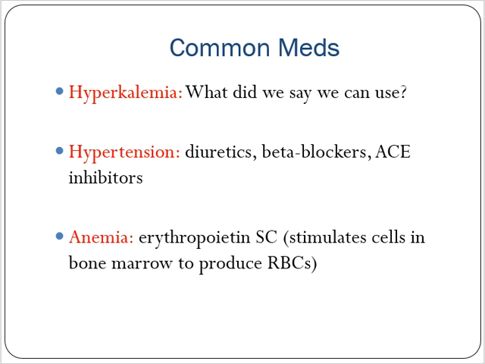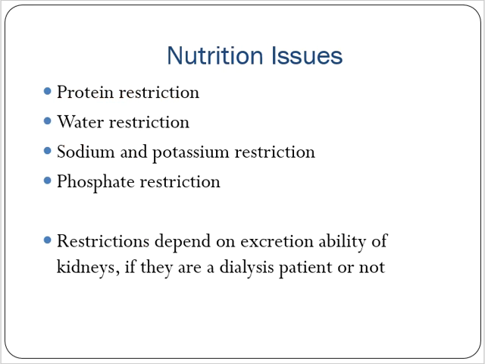We need to make sure that the patient who has renal disease restricts the amount of protein in their diet. Although they can still have some protein, we do want it to be decreased. We need to have strict water restriction, sodium and potassium restriction, because the patient's already having sodium and potassium issues, and phosphate restriction. Restriction really depends on the excretion ability of the kidneys and what the patient's able to get rid of, and whether or not they are on dialysis or not.